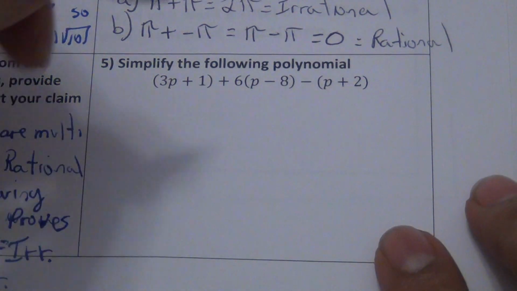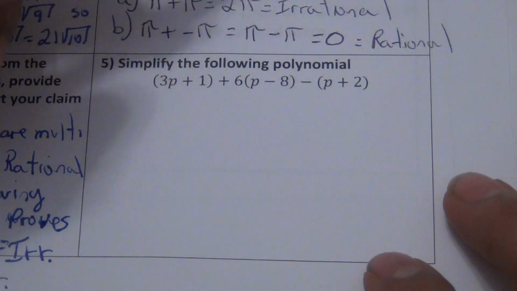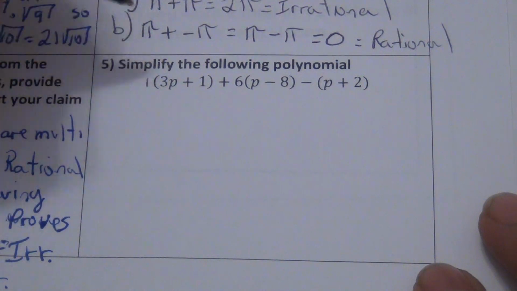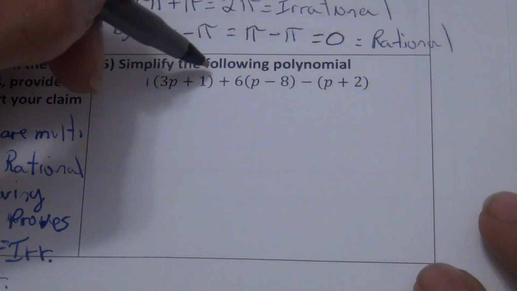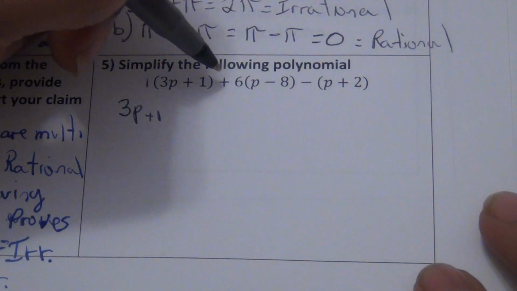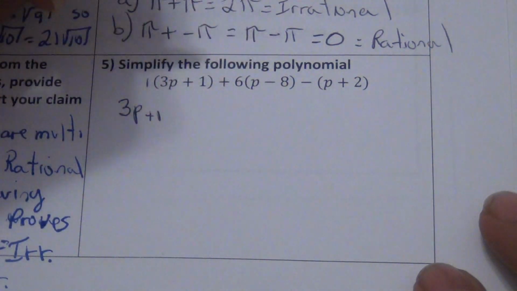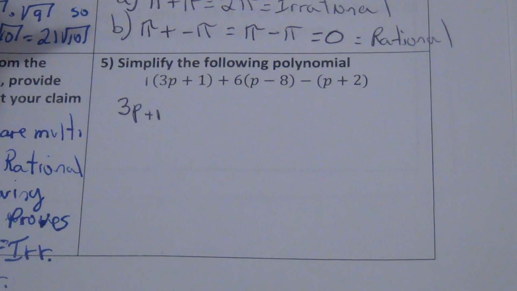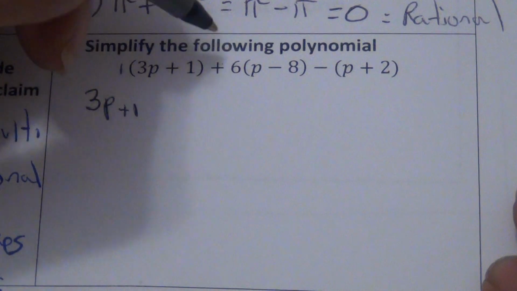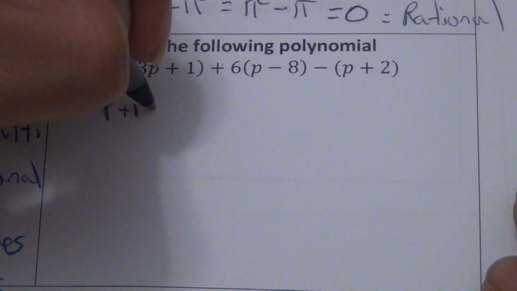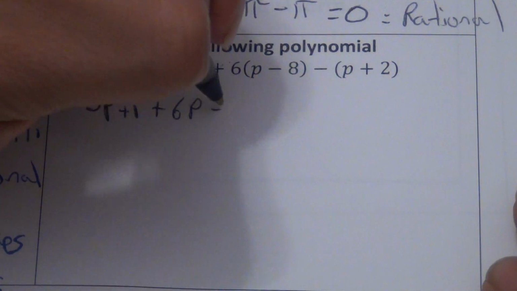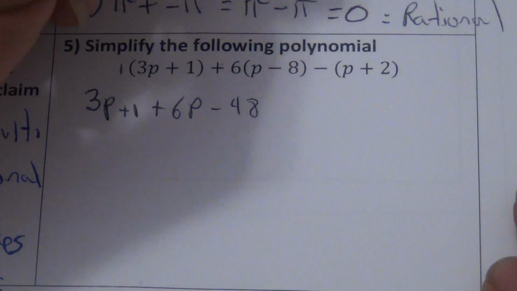Okay, next. Simplify the following polynomial. Alright, so I'm gonna simplify this polynomial. First, I gotta remove parentheses. Here, there is a 1 outside, but I don't need to do anything. Anything times 1 is itself. So this just becomes 3p plus 1. Then here, I have to use the distributive property. Okay? So, positive 6 times p is positive 6p. Positive 6 times negative 8, negative 48.